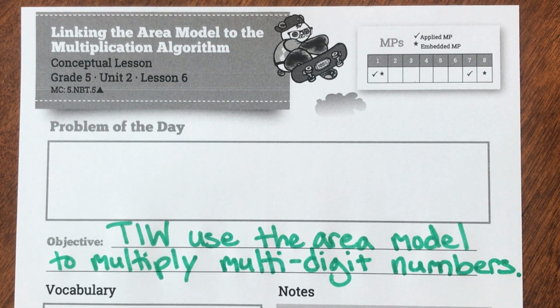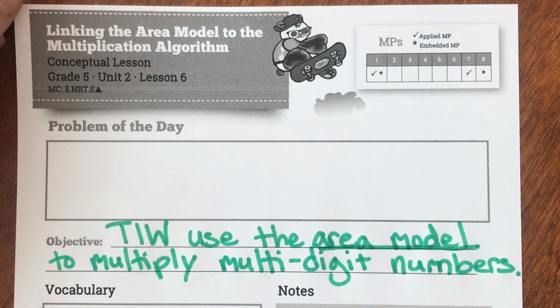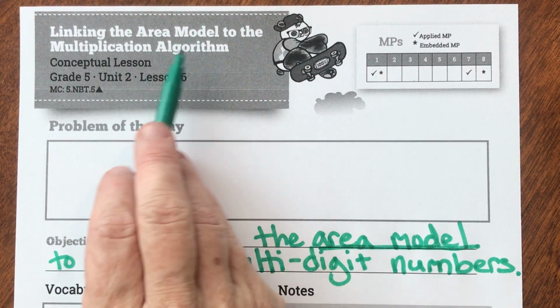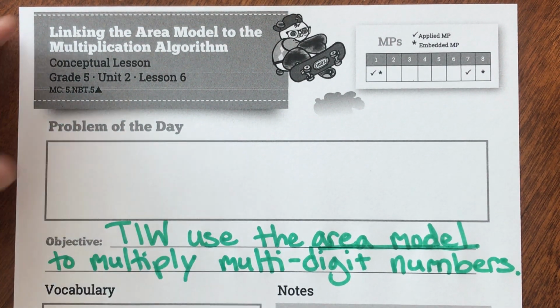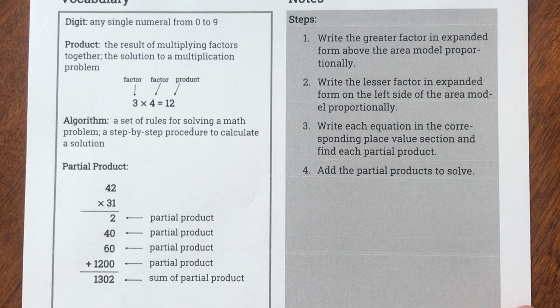Okay, so let's look at that goal. It says today I will use the area model to multiply multi-digit numbers. Okay, so that is what we're going to be focusing on, the area model. We are going to be learning different types of multiplication through this unit. Up here they talk about the algorithm. We're not going to get to that just yet. Okay, let's look at our vocabulary and our steps.